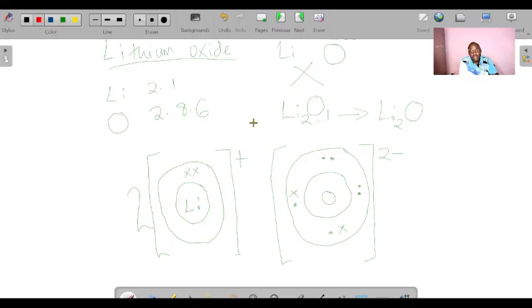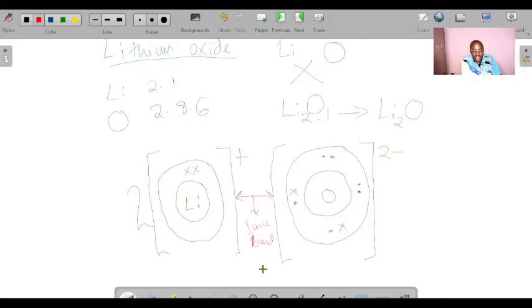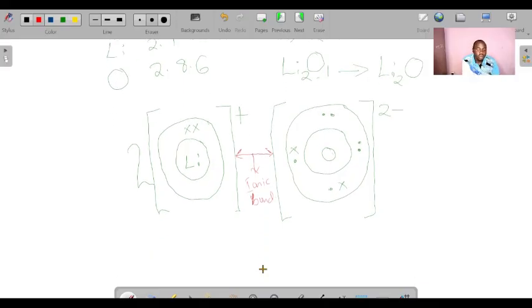So in other words, in between these two, between the lithium ion and the oxide ion, that is now where we have our ionic bond. That is where it exists. You see, it is between whatever is a cation and an anion. So, in simple terms, that is how we can show ionic bonding in lithium oxide.